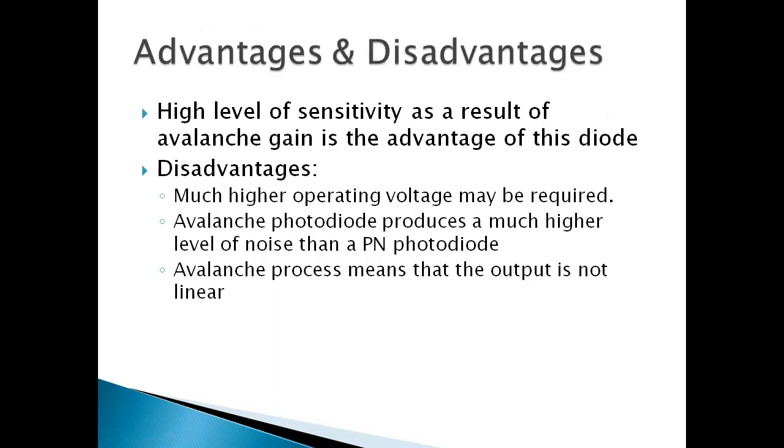Coming to the advantages and disadvantages, the main advantage of the avalanche photodiode is its high level of sensitivity, as a result of avalanche gain. Whereas coming to the disadvantages, much higher operating voltages may be required. The avalanche photodiode produces a much higher level of noise than a PN photodiode. The avalanche process means that the output is not linear.